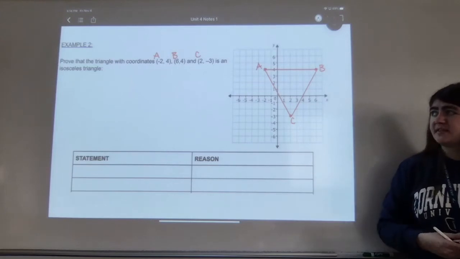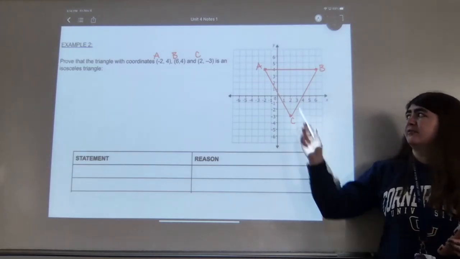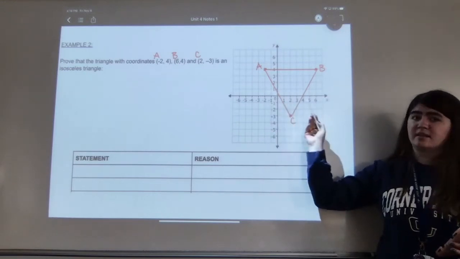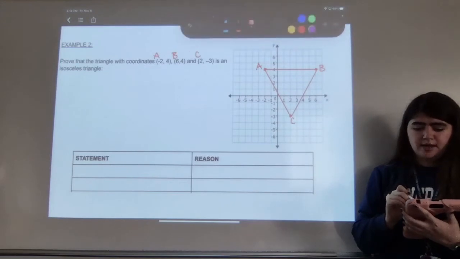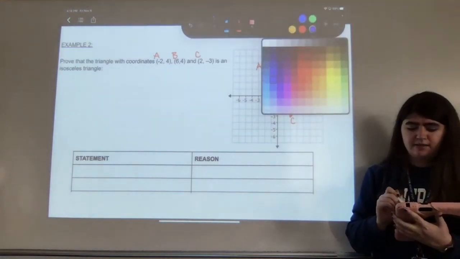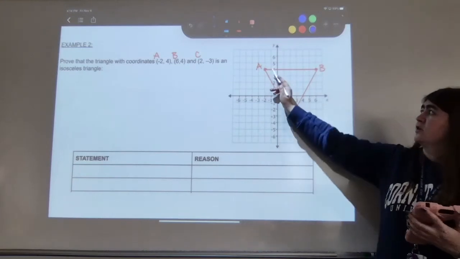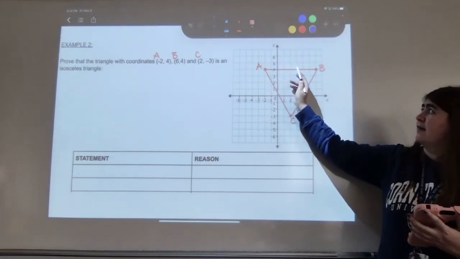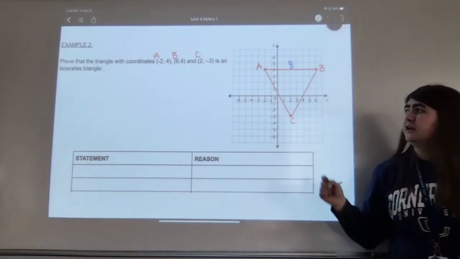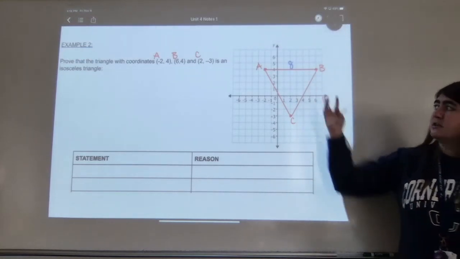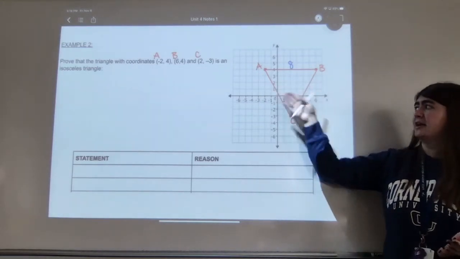So in order to show that something is an isosceles triangle, I need to show that I have 2 congruent sides. The base doesn't have to be congruent, but the sides have to be congruent. So I'm going to start by finding the length of the base. And to do that, I'm just going to count the squares. 1, 2, 3, 4, 5, 6, 7, 8 squares, so that is 8 units long. If it is an isosceles triangle, the base doesn't have to be the same size as the sides. I just need to prove that these 2 sides are congruent.